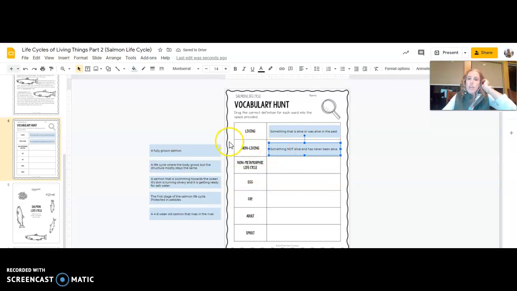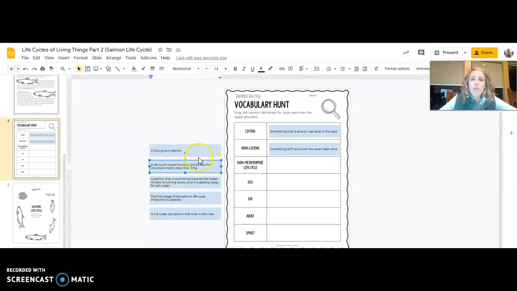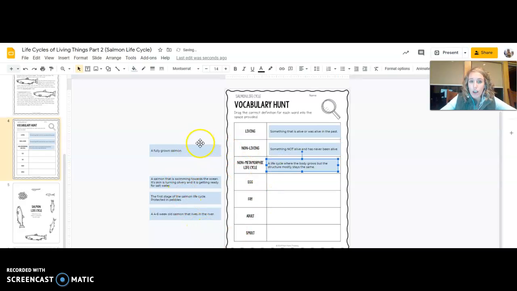Okay? The non-metamorphic lifestyle was from Tuesday, so I'm going to give you a freebie. A life cycle where the body grows, but the structure mostly stays the same. Non-metamorphic life cycle. Then you guys can figure out what the egg, the fry, the adult, and the smolt are. Okay? So that's how you do the vocabulary hunt.